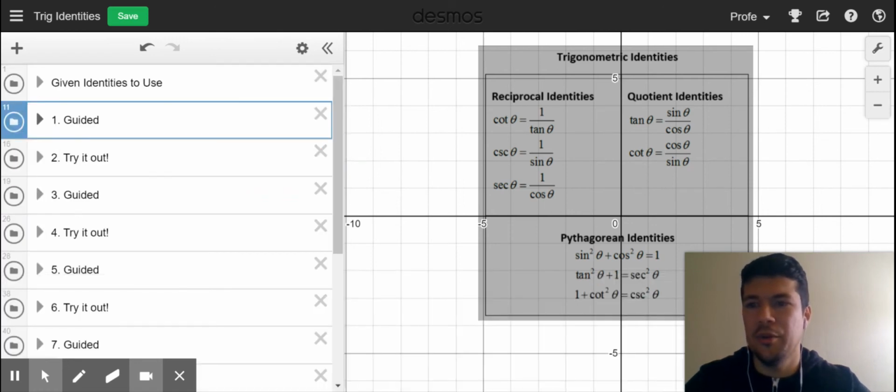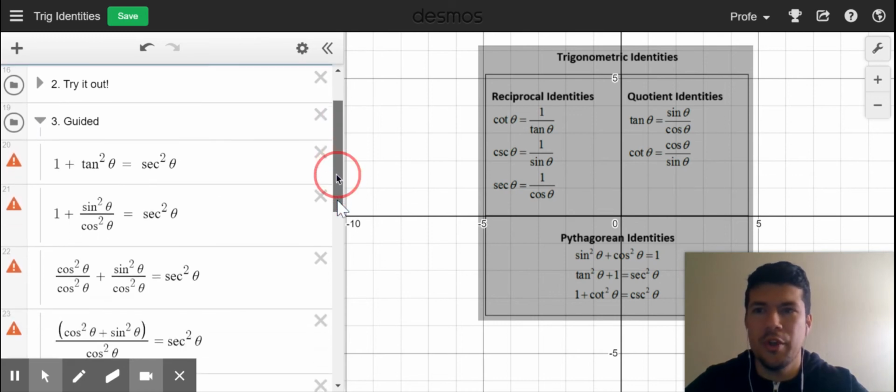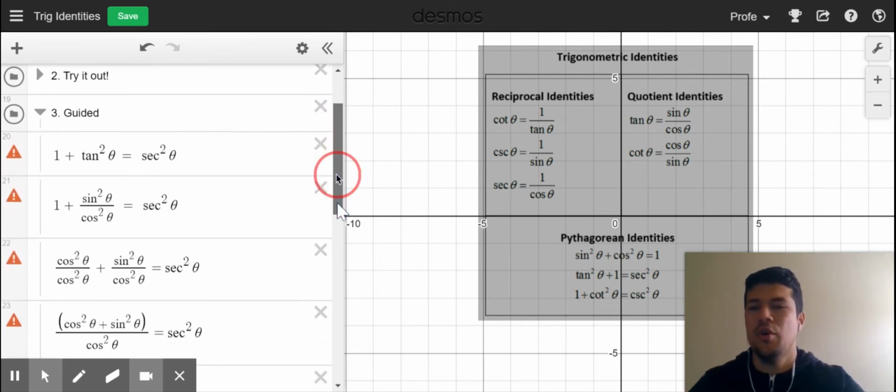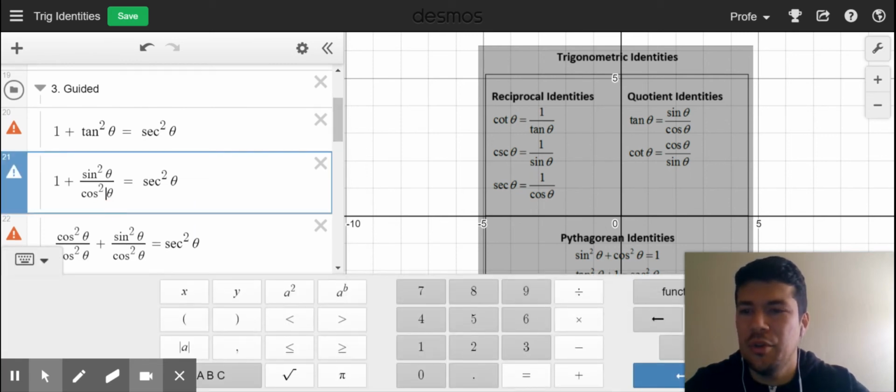You'll find that number 2 is a very similar problem. You just have to try it out doing your own work. Okay, here's another guided problem. What if we square? Well, we're really using the same identities. So here we have 1 plus tangent squared equals secant squared. You'll see that in step 2, what I did is I turned tangent into sine divided by cosine, because that's what it is equivalent to.